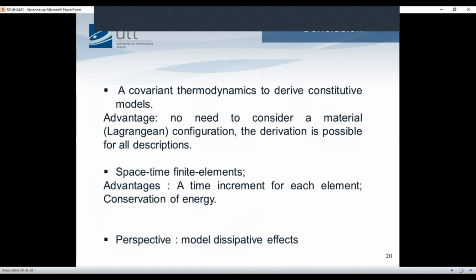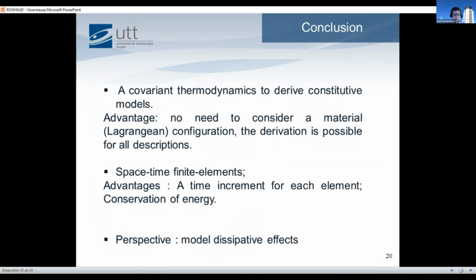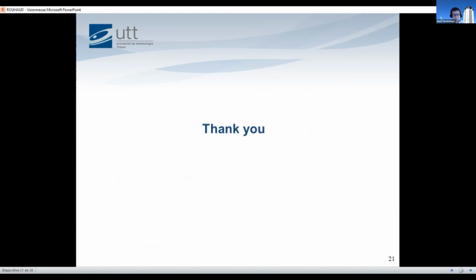So as a conclusion, we have built a covariant thermodynamics to derive constitutive models. The advantage is that there is no need to consider a specific material configuration for this derivation. And we have constructed space-time finite elements with two advantages. A time increment can be associated to each element, and we solve automatically the conservation of energy. Now the perspective is to construct such a model with dissipative effects. I thank you for your attention.